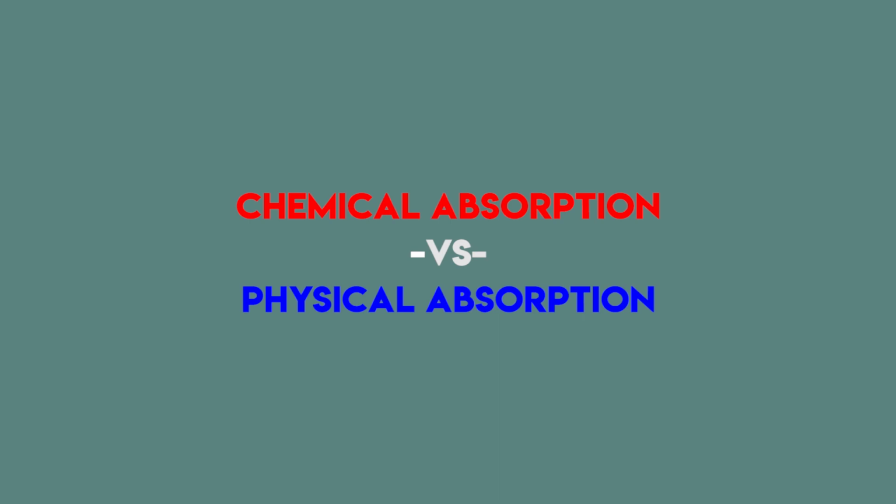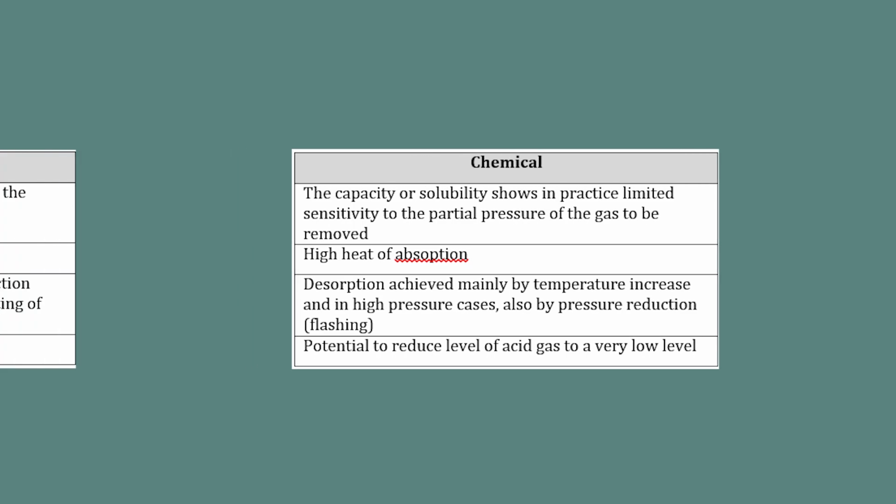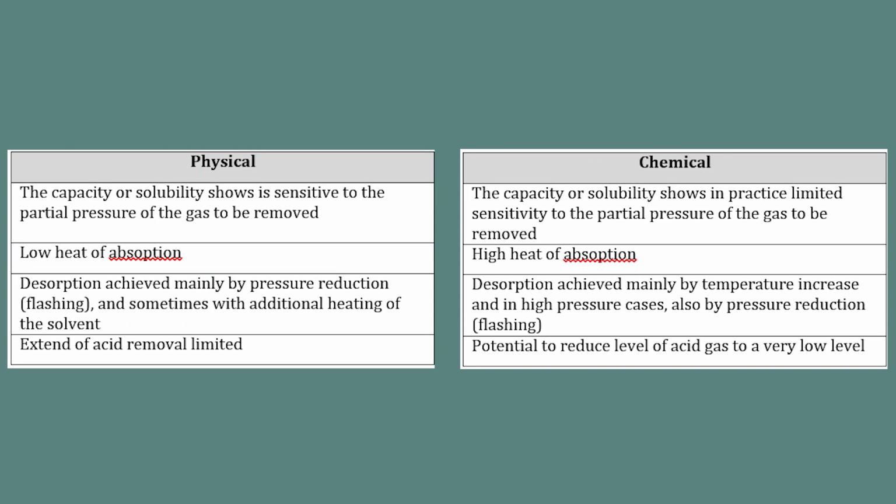Chemical and physical absorption have several differences. For chemical absorption, the capacity or solubility shows in practice limited sensitivity to the partial pressure of the gas to be removed. High heat of absorption, desorption achieved mainly by temperature increase and, in high pressure cases, also by pressure reduction or flashing, and potential to reduce level of acid gas to a very low level. And for physical absorption, the capacity or solubility is sensitive to the partial pressure of the gas to be removed. Low heat of absorption, desorption achieved mainly by pressure reduction or flashing, and sometimes with additional heating of the solvent, and extent of acid removal limited.